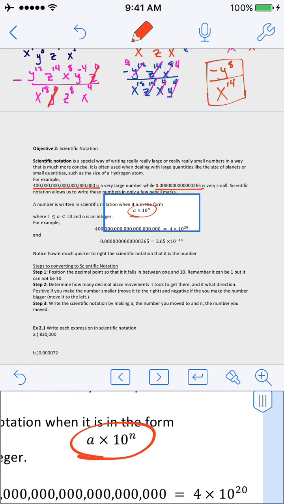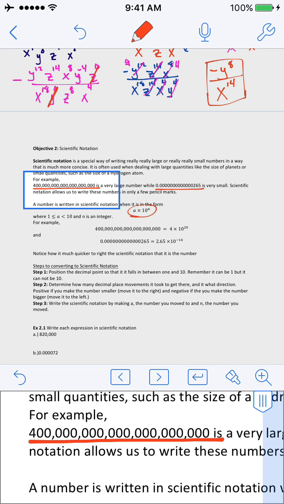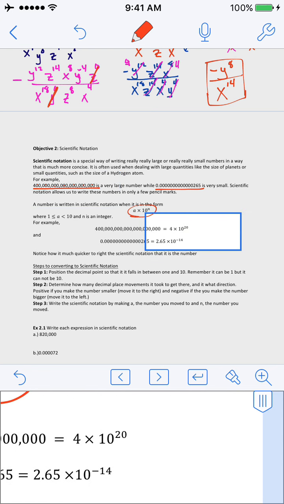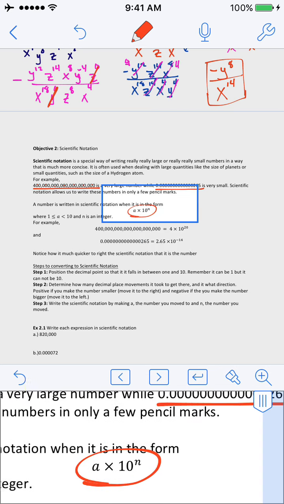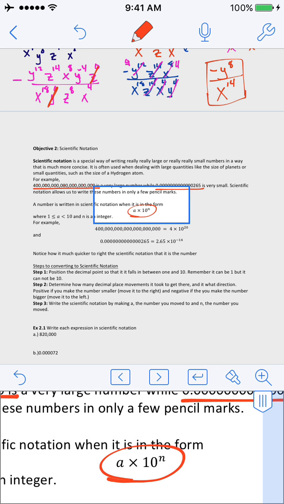It takes a giant number such as 400, hundreds, thousands, millions, billions, trillions, zillions, quintillions. Yep, it takes 400 quintillion and changes it into something like 4 times 10 to the 20, which is much easier to say, and much easier to see, and much easier to read. So scientific notation works as such.